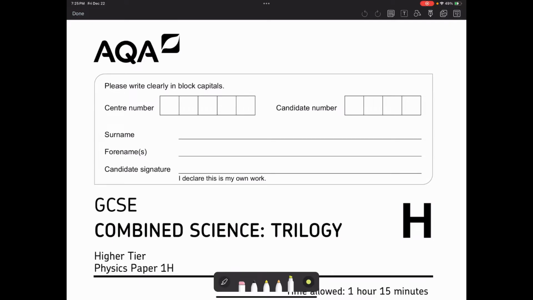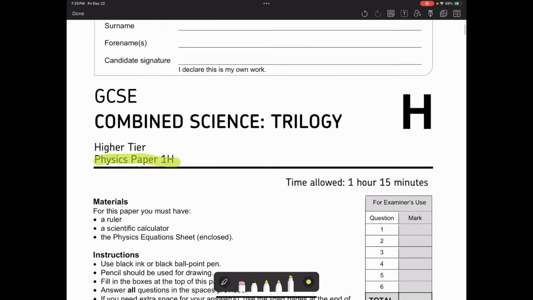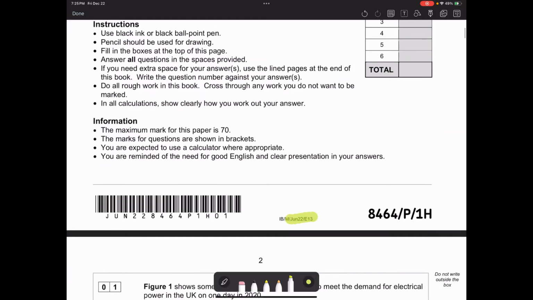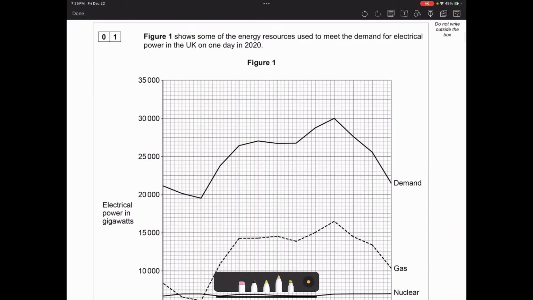Hello everyone, so this is going to be a GCSE Combined Science Trilogy past paper walkthrough for Physics Paper 1 higher tier. And this was the paper that was sat in June 22. So I'm going to model it, go through how I would have tackled it, and you've got the links to the paper and Markscheme in the description. So question number 1 then.